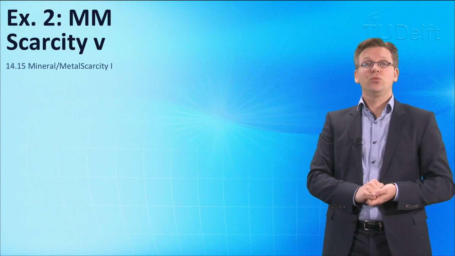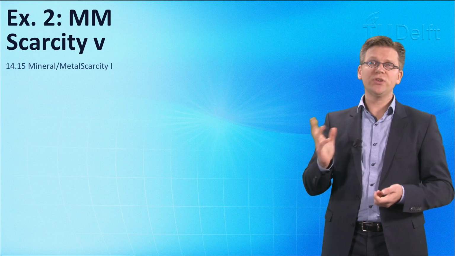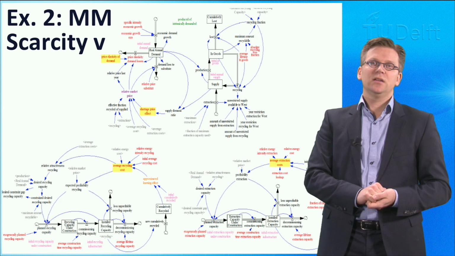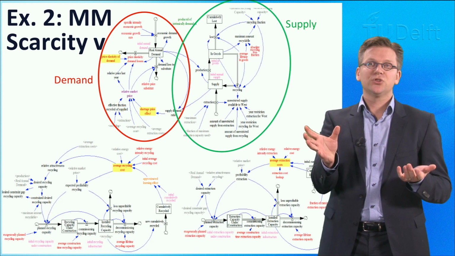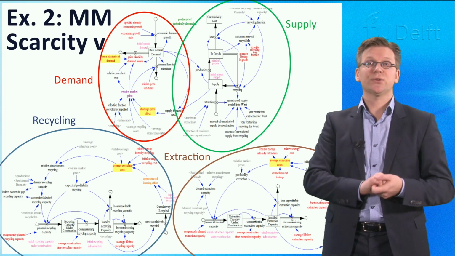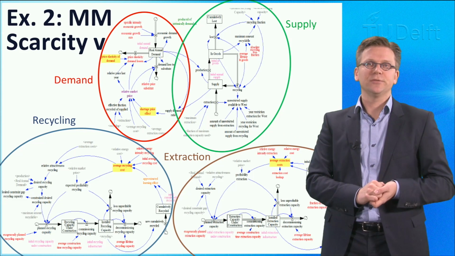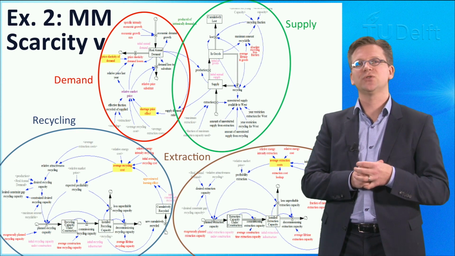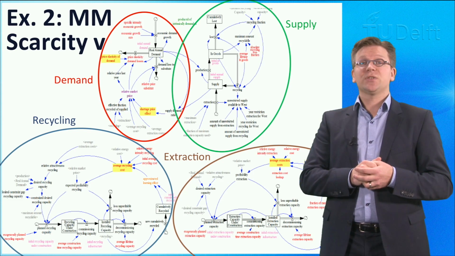The second example relates to material scarcity, mining and recycling infrastructures. The model displayed here is a bit bigger than the previous model. It consists of a demand submodel, a supply submodel, an extraction submodel, and a recycling infrastructure submodel. These submodels are all linked together, although it doesn't show in this picture. The model was made with mineral metal scarcity experts and used to develop scarcity scenarios. The model actually generates very interesting dynamics.